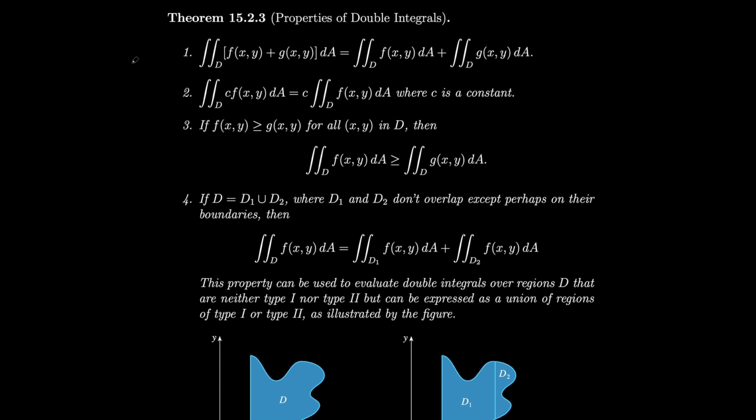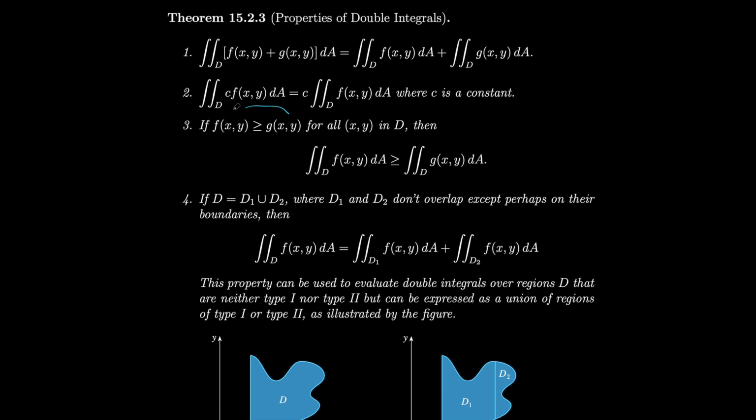Let's now talk about some properties of double integrals, which are very analogous to the properties of single integrals. The double integral of a sum, it turns out, is the sum of double integrals, as we would expect, and the double integral of a constant times an integral, the constant can just be pulled out, as we would expect. So that means that our double integral has linearity.